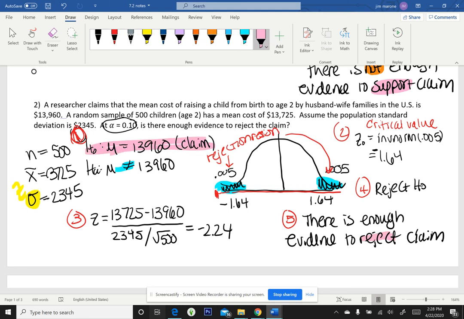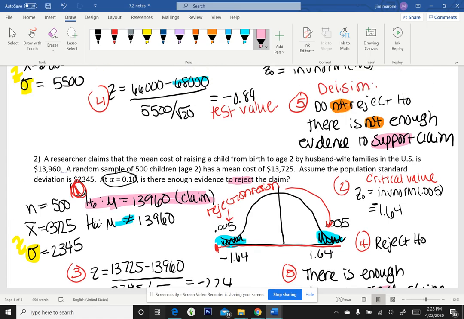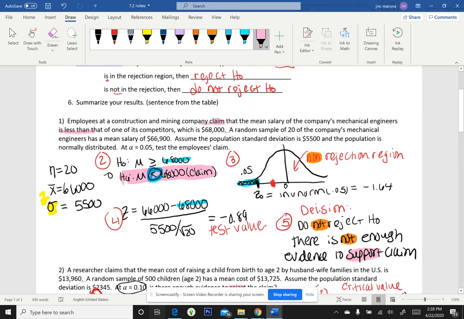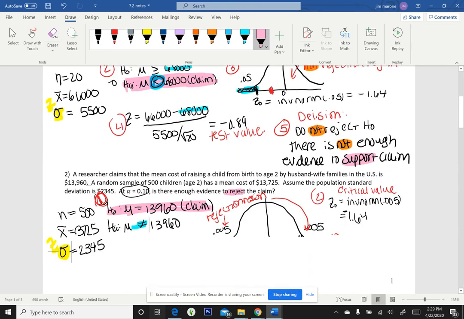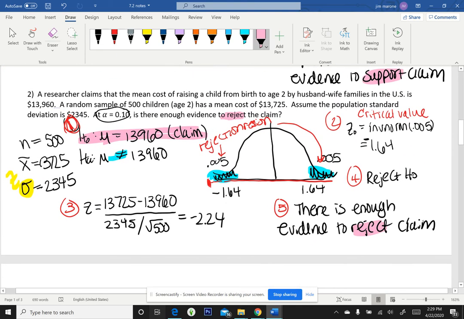We write reject here because it says that the null hypothesis is the claim. So we write reject. Also in the problem, it says reject. Is there enough evidence to reject the claim? See, the one up here, it just said test the employee's claim. It didn't say see if it supports it. But sometimes it'll say see if it rejects it, just like this one. So those are all the steps. You are going to have to go through all the steps like that on your next test, like I said.